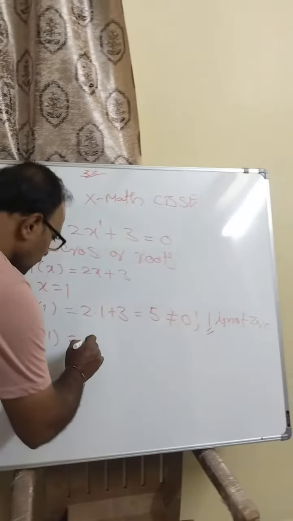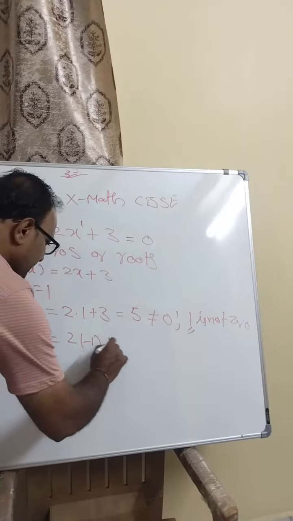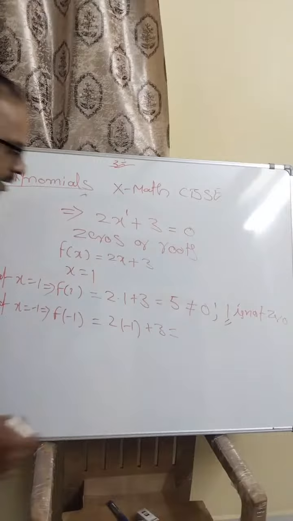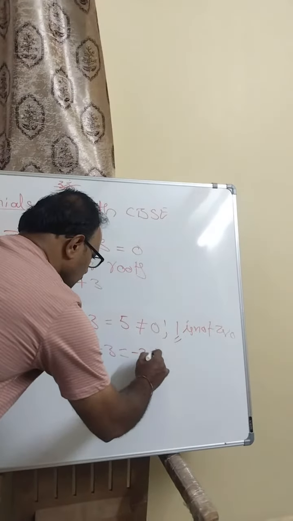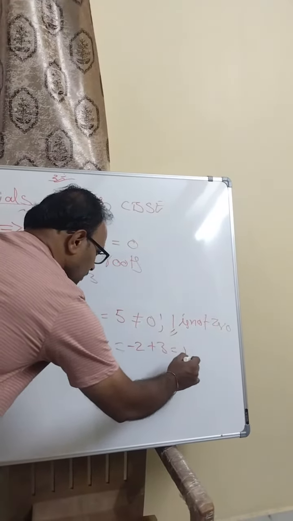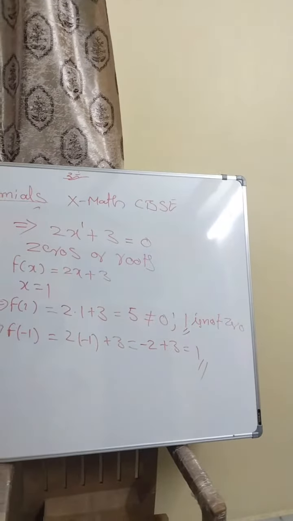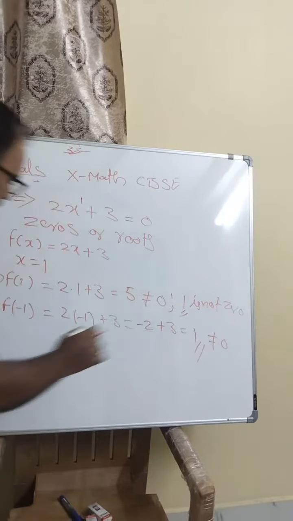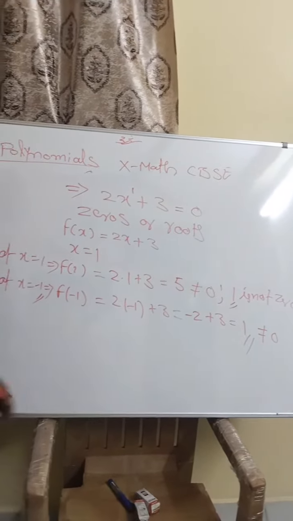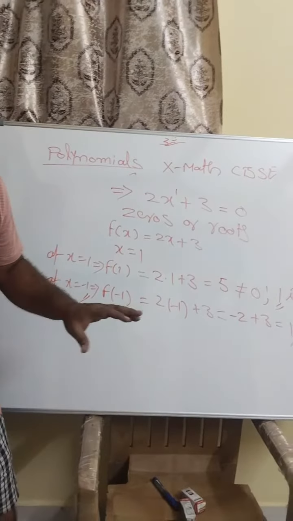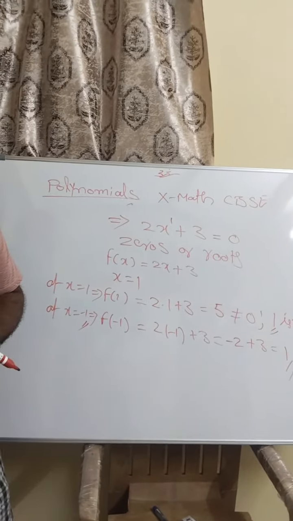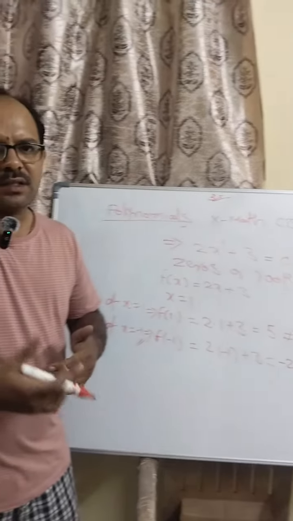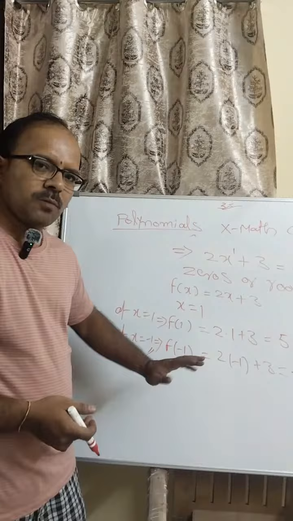So what is it? 2 into minus 1 plus 3. What is the value we can obtain? This is minus 2 plus 3, which is again 1, not equal to 0. So minus 1 is also not a root or zero of this polynomial. Like this you can go further, substitute x equal to 2, x equal to minus 2.